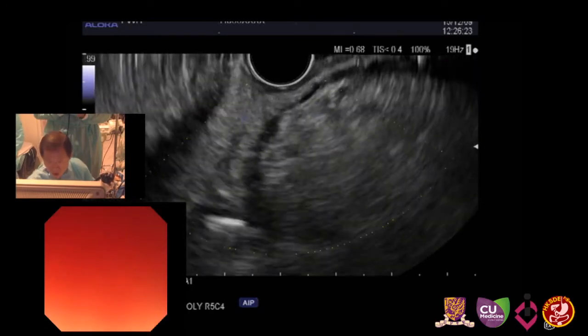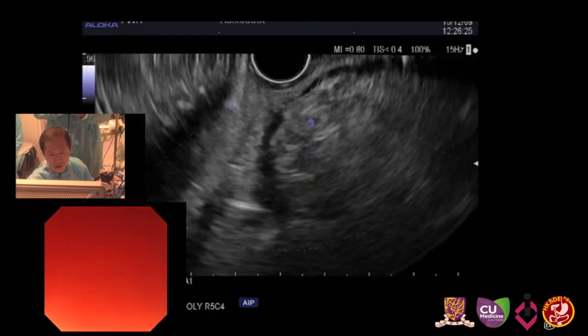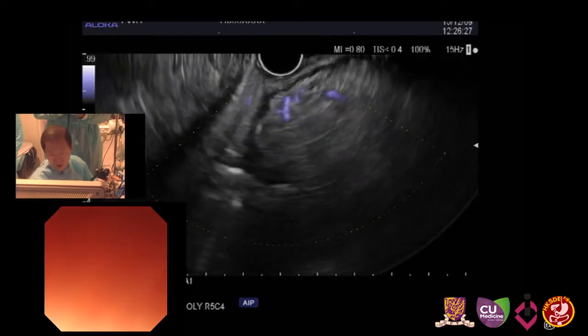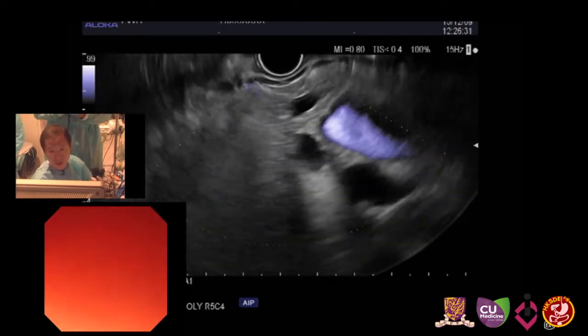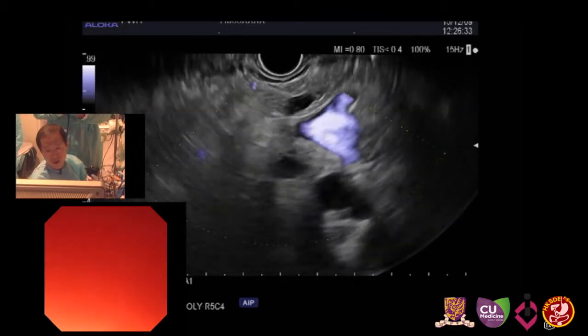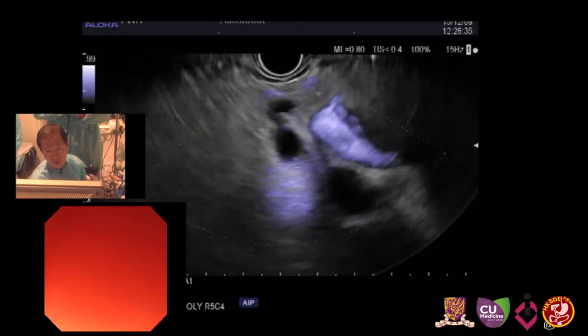And if you want to see a little more, I will increase the penetration depth like this and decrease the frequency a little bit. And then we will be able to see the dilated extrahepatic bile duct here.